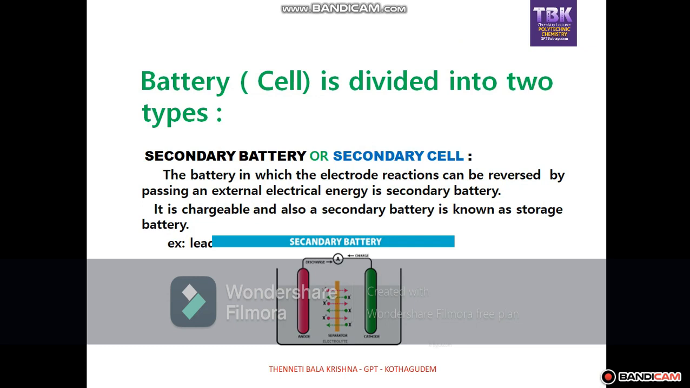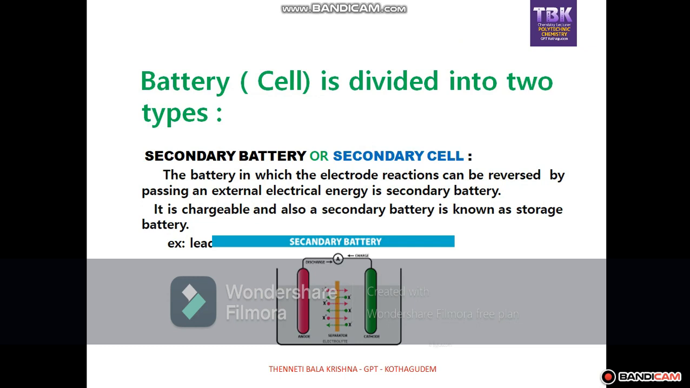A secondary battery is recharged by passing electrical current and used again and again. Secondary cells are also called storage cells. It is chargeable, and a secondary battery is known as a storage battery because we store the energy in it when the cell acts as an electrolytic cell. It acts as a storage battery. Afterwards it is a galvanic cell, meaning it generates electricity. It stores the energy and it reverses the energy.